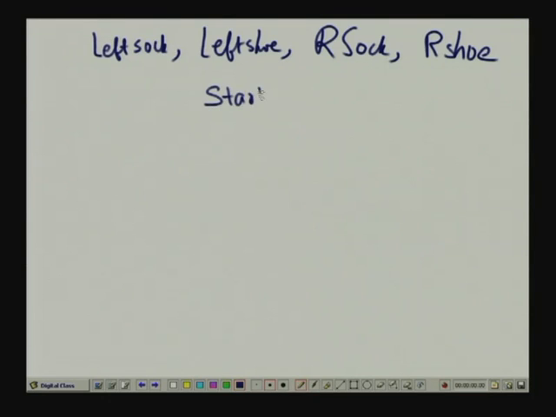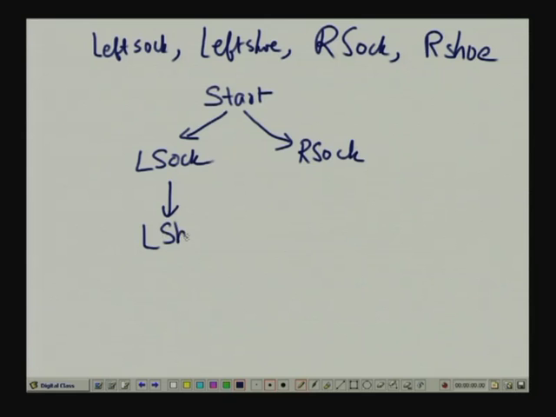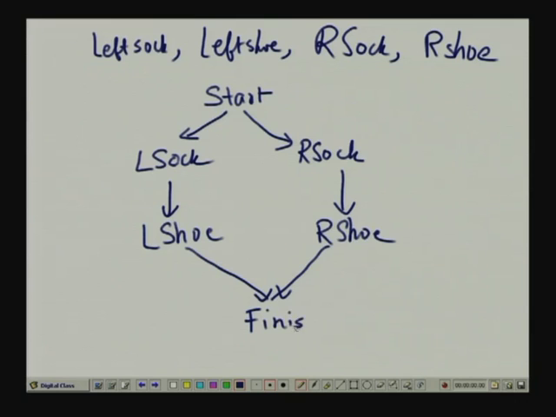after the start, the agent can put on either the left sock or the right sock. Only after the left sock can the agent put on the left shoe. Only after the right sock can the agent put on the right shoe. When both the left shoe and right shoe are on, the plan is done or finished. So, this represents a partial plan for the socks and shoes problem.